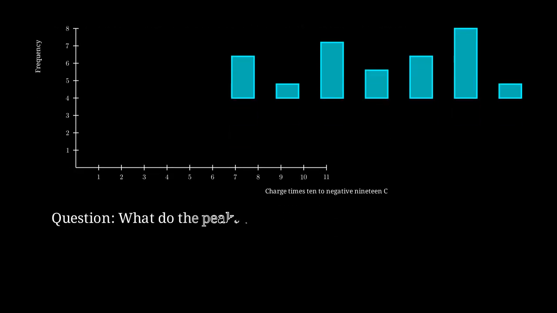Here's another question. What do these peaks in the histogram tell us? Why would certain charge values appear more frequently than others if charge were truly continuous? Take a moment to think about this.